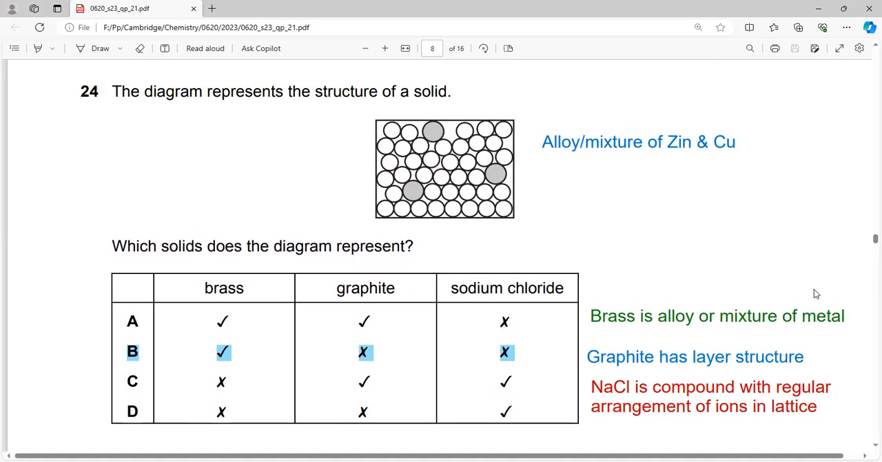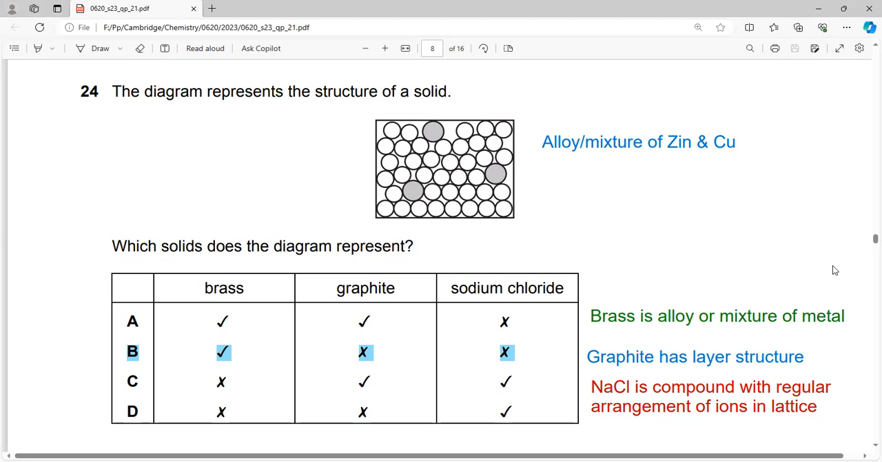The question number 24. The diagram represents the structure of a solid. So here we can see two different atoms are joined together, and they are not in regular composition. They're not in a fixed ratio. There's a regular and there's an irregular arrangement of atoms in that. So this is a kind of mixture of two metallic atoms, and that's making an alloy. For example, we can have brass. It's a mixture of zinc and copper mixed together, and that's producing an alloy.